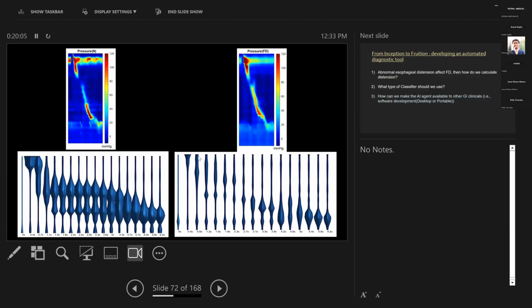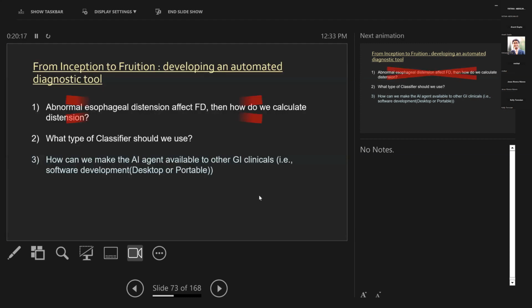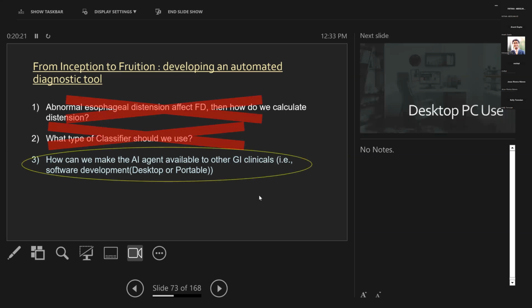And actually, once you build the distension profiles of these patients, you see, although the contraction looks normal, if you see the distension, the bolus, it's a narrowing in the esophagus as the bolus is going down the length of the esophagus. And so how do we make this system that we developed available for other people to use?